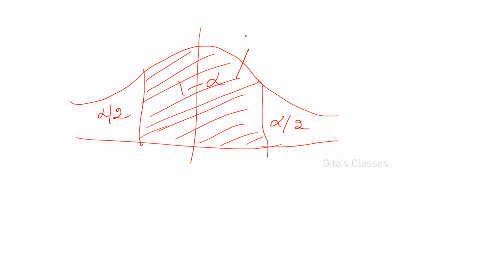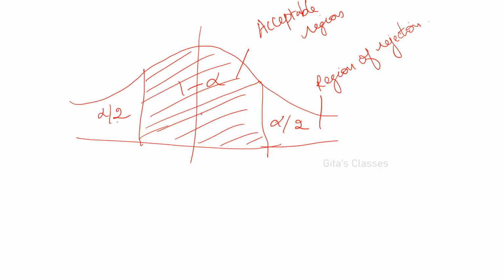This area is called the acceptance region, and this area is called the region of rejection. This is z equal to 0. The right-hand side is positive, so it is z alpha by 2, and the left-hand side is negative, so it is minus z alpha by 2. The z value should have a minus on the left-hand side.